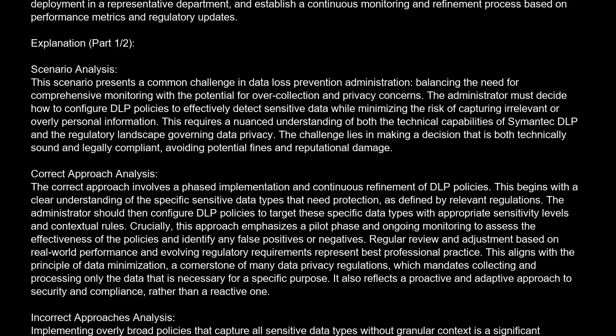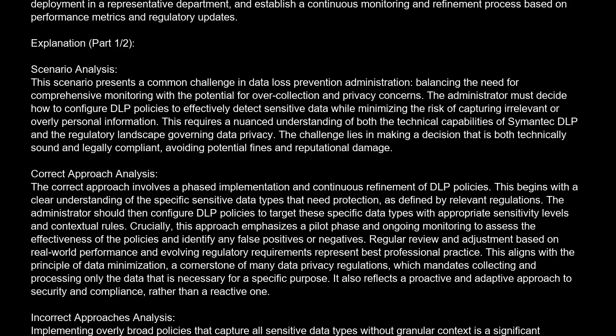The administrator must decide how to configure DLP policies to effectively detect sensitive data while minimizing the risk of capturing irrelevant or overly personal information. This requires a nuanced understanding of both the technical capabilities of Symantec DLP and the regulatory landscape governing data privacy. The challenge lies in making a decision that is both technically sound and legally compliant, avoiding potential fines and reputational damage. Correct approach analysis. The correct approach involves a phased implementation and continuous refinement of DLP policies.